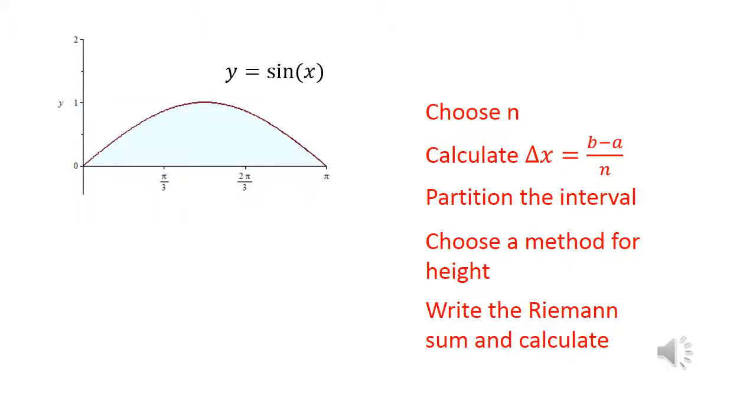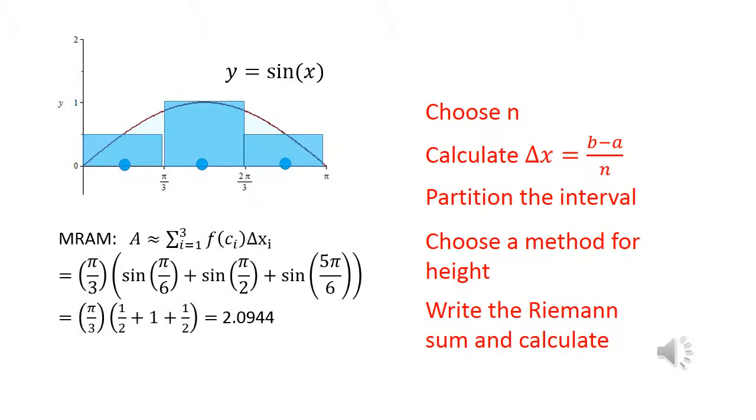Now we come to the midpoint rectangular area method, which is slightly tricky because each c sub i is the midpoint of its interval. In our case, that gives us pi over 6, 3 pi over 6, which is the same as pi over 2, and 5 pi over 6. Again, we factor out the delta x of pi over 3, and our final estimate is 2.0944.